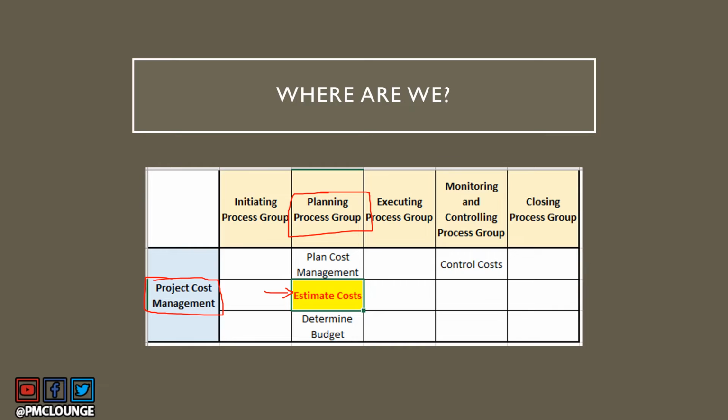There are three processes in the planning process group, and there's one process in the monitoring and controlling process group. So a total of four processes only in the cost management knowledge area. But don't take this lightly. Don't consider cost management knowledge area as something which is lighter than other knowledge areas, because there is a lot to study in this knowledge area, which we are going to cover. Let's get started with estimate costs first for the sake of this video.